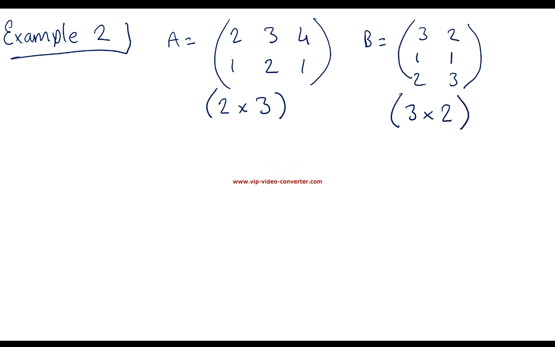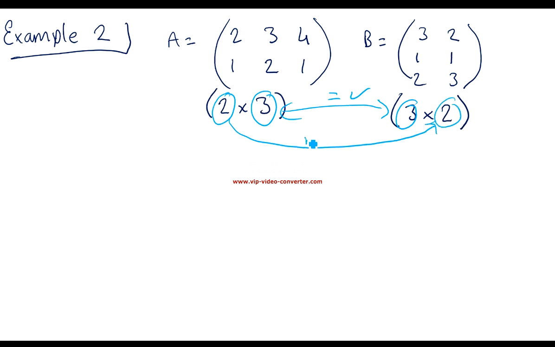So can multiplication take place? Well, that's the first thing we've got to check. So does this number and this number, do the two of them equal? They do. So that allows multiplication to take place. This and this will let us see what our resultant matrix is going to be. So the resultant matrix is going to be a 2 by 2 matrix.